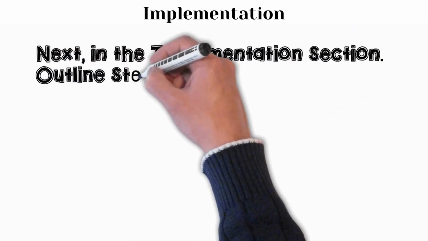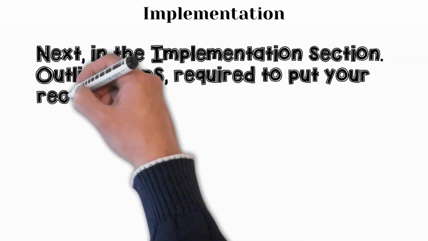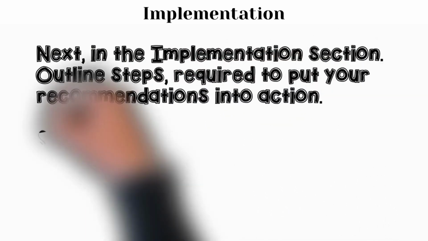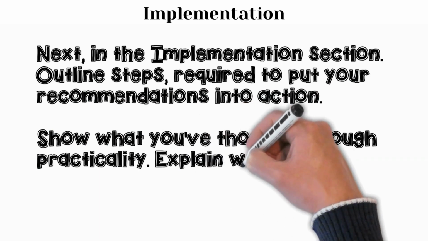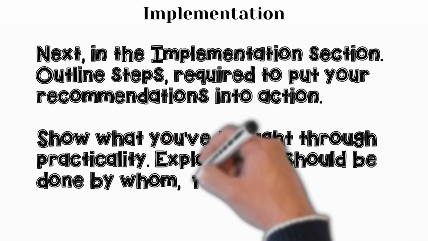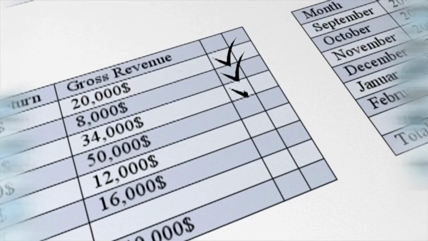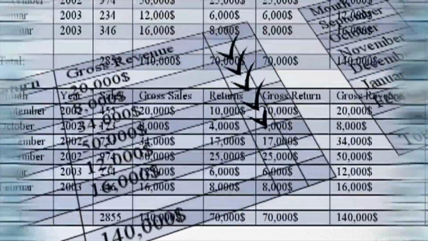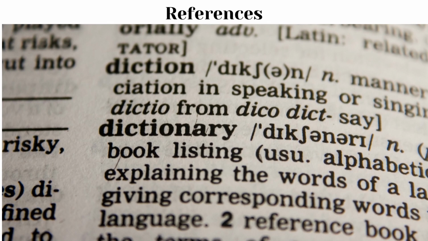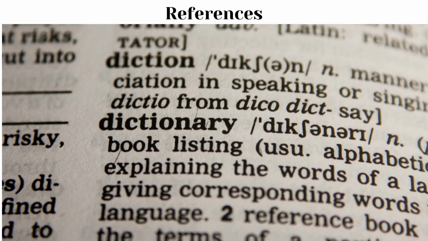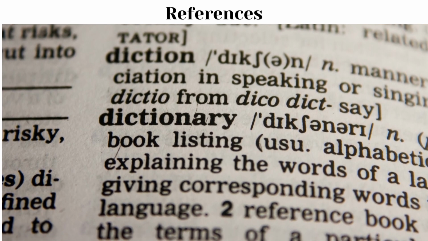Next, in the implementation section, outline steps required to put your recommendations into action. Show what you've thought through practicality. Explain what should be done by whom, how, and when. You can also include the rough estimates of total budget for your recommendations here. Lastly, give credit where it's due. In the references section, list all sources you've used. Maintain academic integrity.